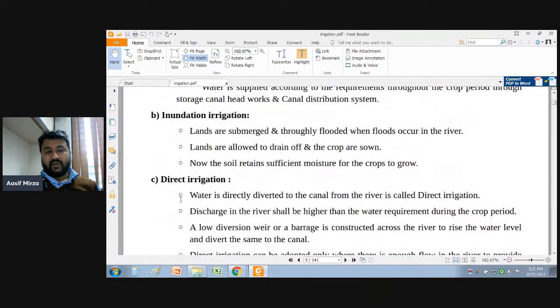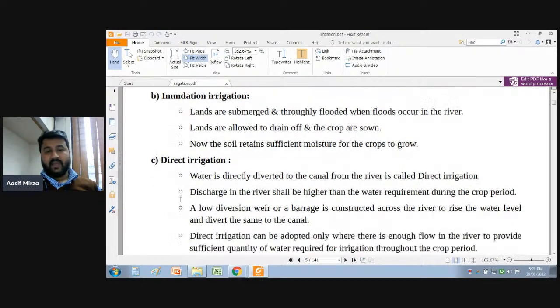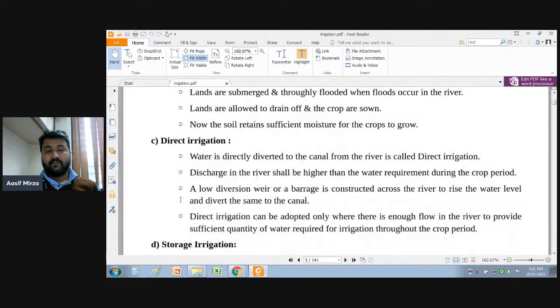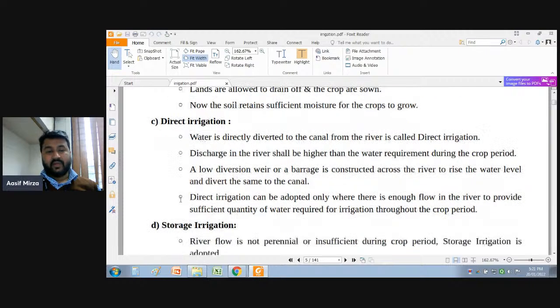Direct irrigation: water directly diverted to the canal from the river is called direct irrigation. Discharge in the river shall be higher than the water requirement during the crop period. A low diversion weir or a barrage is constructed across the river to raise the water level and divert the same to the canal. Direct irrigation can be adopted only where there is enough flow in the river to provide sufficient quantity of water required for irrigation throughout the crop period.